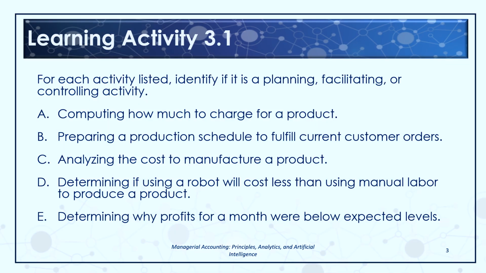Now let's start with our first learning activity. You will see a list of activities. Your job is to identify whether each one is a planning activity, facilitating activity, or controlling activity. Planning means setting objectives, budgets, and schedules. Facilitating is implementing plans through systems and incentives. And controlling is analyzing results and identifying performance problems. Pause here and work through the activity. Once you've finished, check your answers with the solutions provided in the back of Chapter 3.